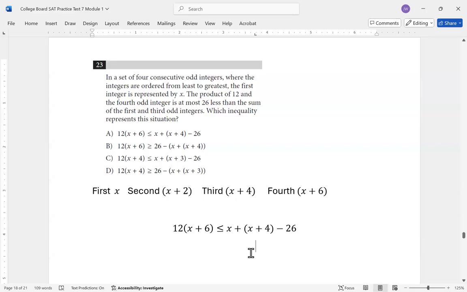So for question 23, I'm getting this inequality, which is option A. So option A is the answer to question 23. 12 times the quantity x minus 6 is less than or equal to the sum of x plus 4 minus 26. So A is that inequality.